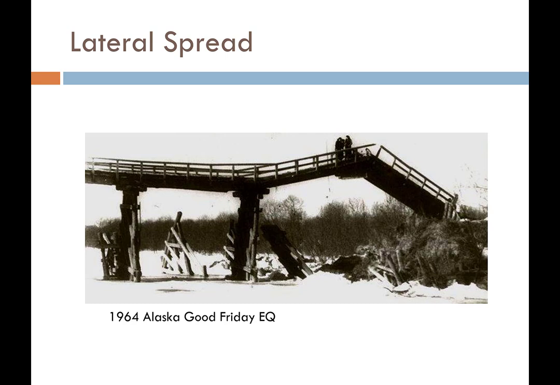Now, there's a real bridge. Now, granted, this looks like Uncle Billy's backyard bridge. This is 1964 Alaska, so this is actually a major highway back in that day, and it was one of the more heavily traveled roads back then, and you can see that it was damaged substantially from lateral spread of the ground moving into the river channel, and it buckled the bridge.